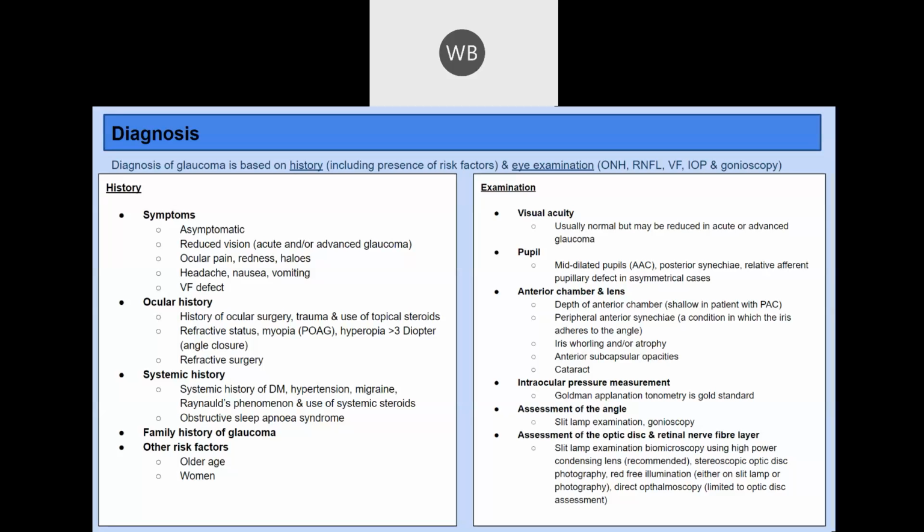For the intraocular pressure measurement, we may use Goldmann applanation tonometry, which is the gold standard. And then for the assessment of the angle, we use slit lamp examination and gonioscopy.